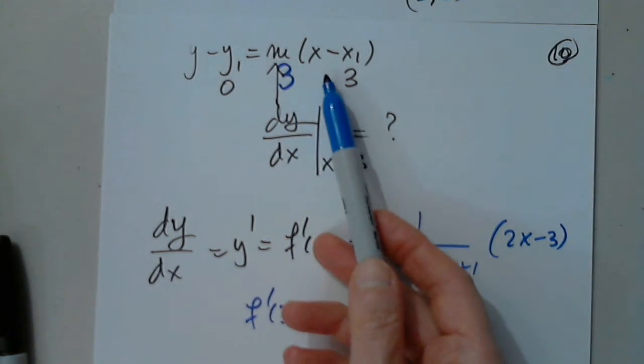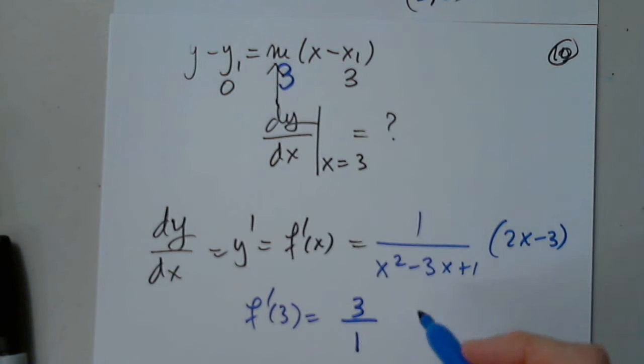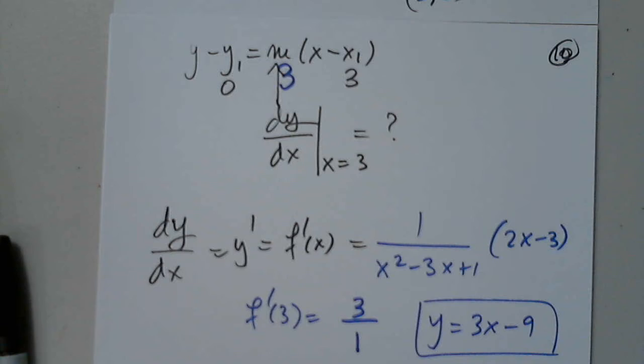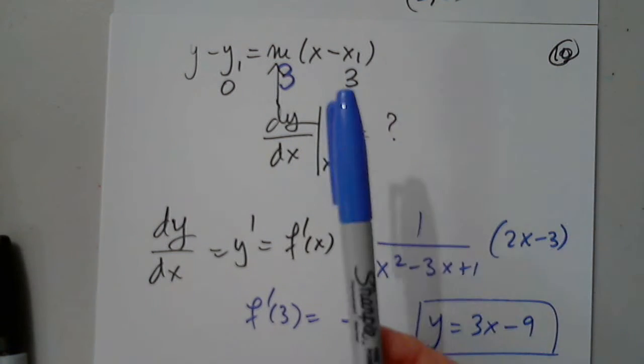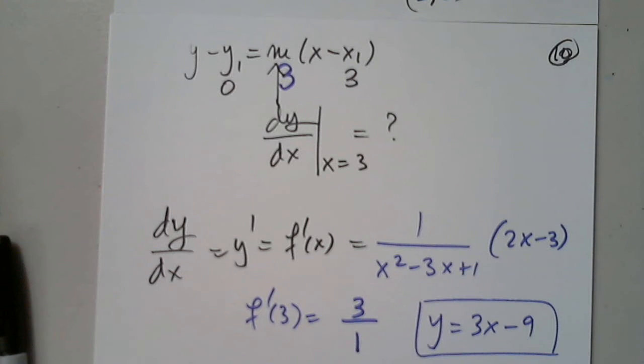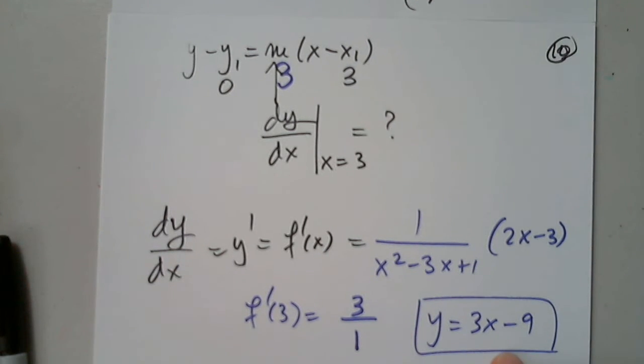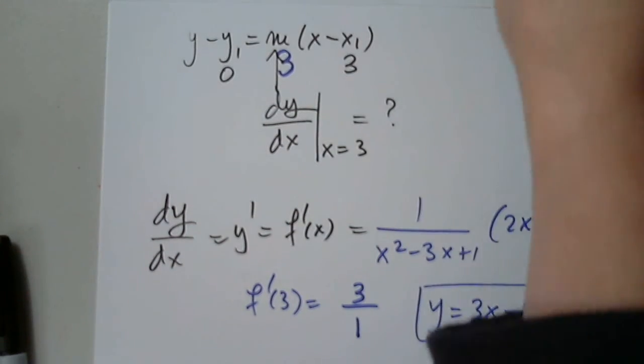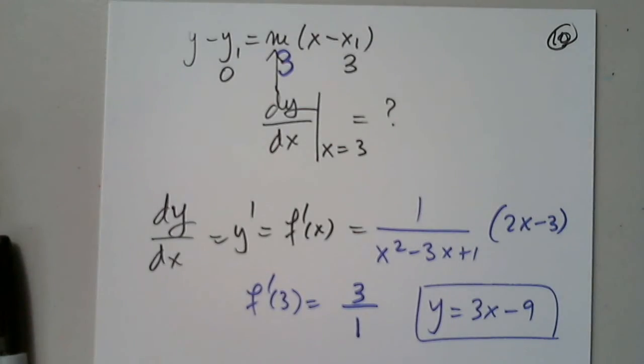So this will be 3x minus 9. So then y equals 3x minus 9. This is the equation of the tangent line to the graph of the given function at 3 comma 0. And this is the equation of the tangent line, right?